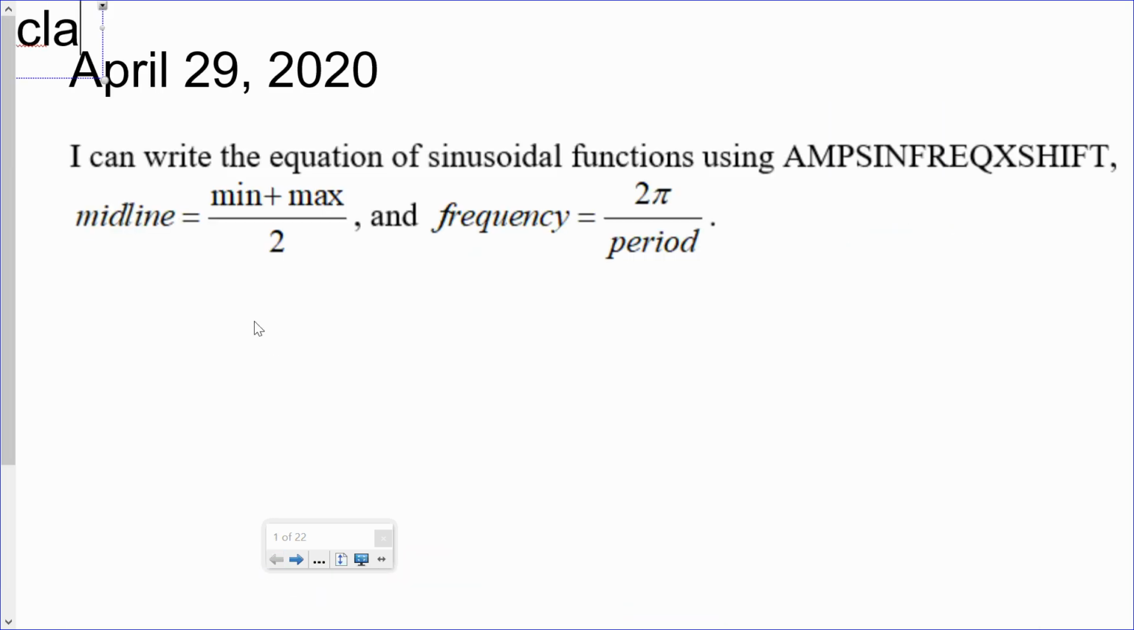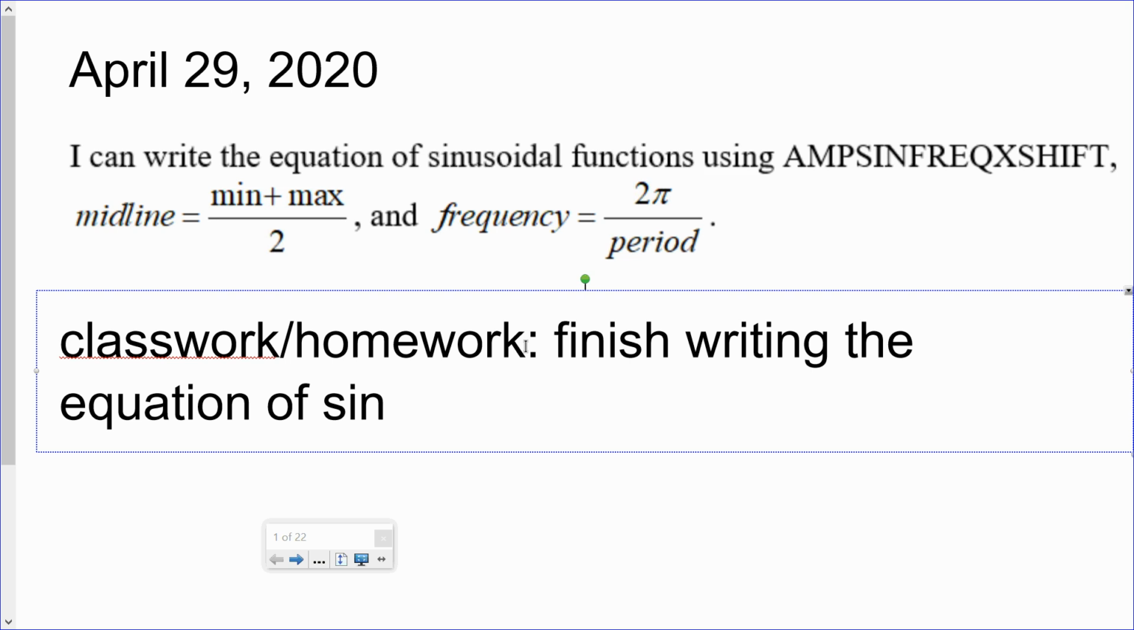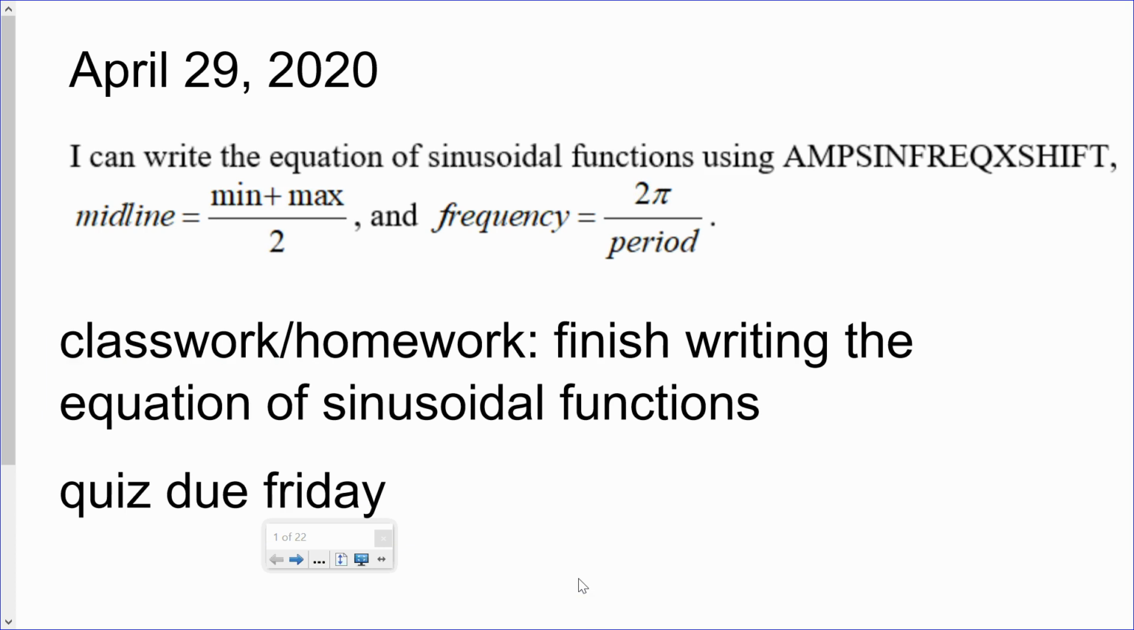Your classwork / homework. Let's just come back to the main thing here. Your classwork / homework is to finish writing the equation of sinusoidal functions. Your quiz is going to be due on Friday. Even though it's a 2-day lesson, you should get it done today or tomorrow. And then we're going to utilize everything we've done so far with modeling on Friday. We're going to spend a while on that.